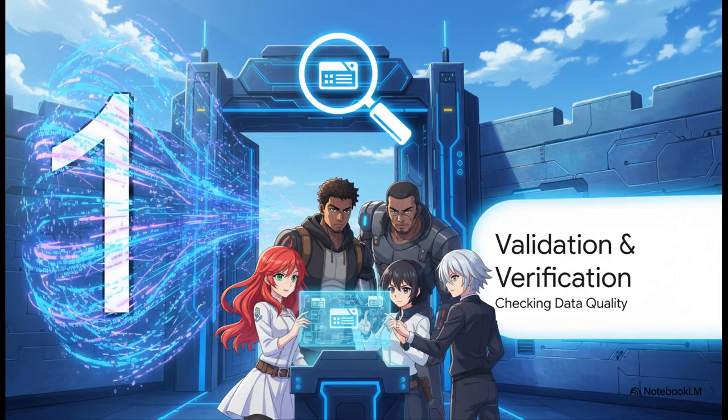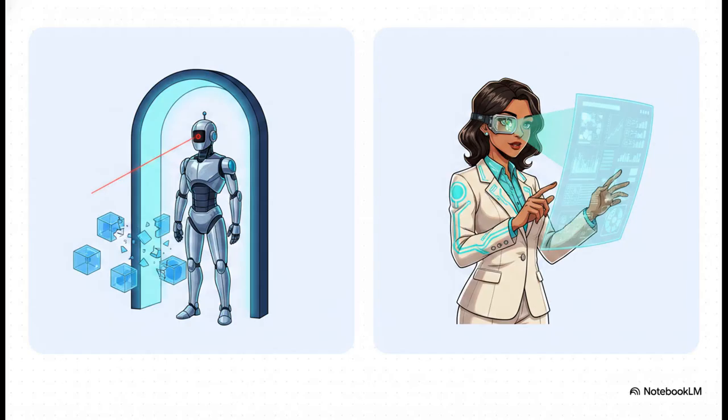All right, Section 1, the gates, validation and verification. Let's start right at the perimeter. This is our absolute first line of defense, where we figure out how to ensure only the right high-quality data actually makes it past our walls.